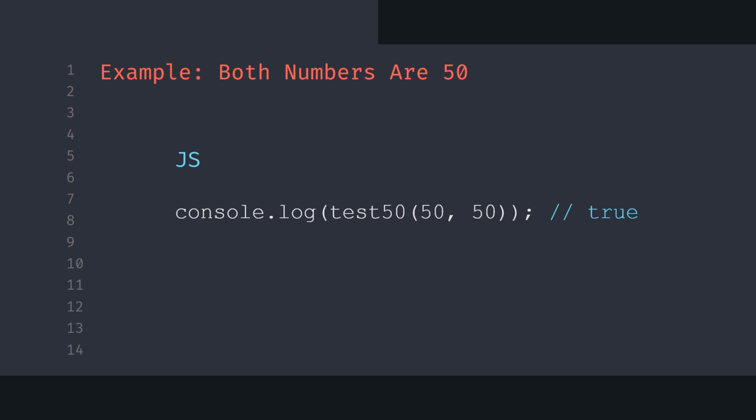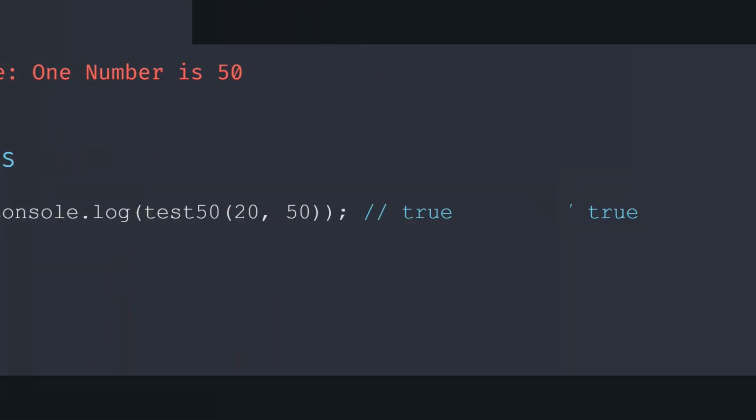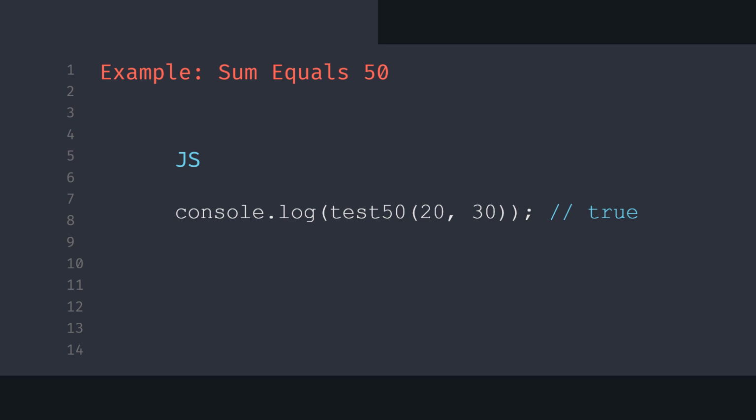Let's test our function. If both numbers are 50, the function returns true. If only one number is 50, the function still returns true. What if neither number is 50, but the sum is? The function returns true in this case as well. Finally, if neither number is 50 and the sum is not 50, the function will return false.